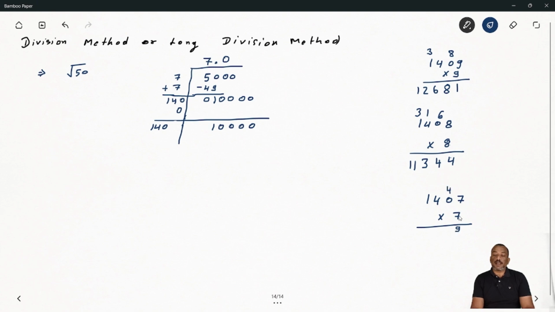Carry 4 and 7 times 0, 0 plus 4. So you can write 494. Now 7 times 4 you will get 28. Carry 2. Now 7 times 1 you will get 7 plus 2, 9. So you can see it is coming 9,849.